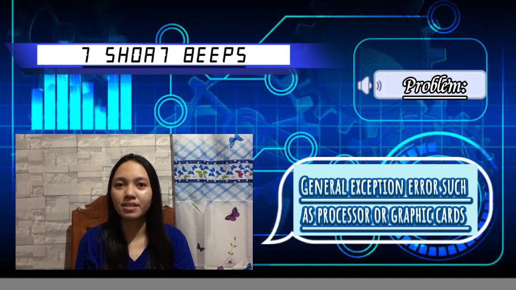Seven short beeps. General exception error, such as a processor or graphics card, usually caused by a faulty expansion card, a motherboard hardware issue, or a damaged CPU. The fix is to replace the faulty component.